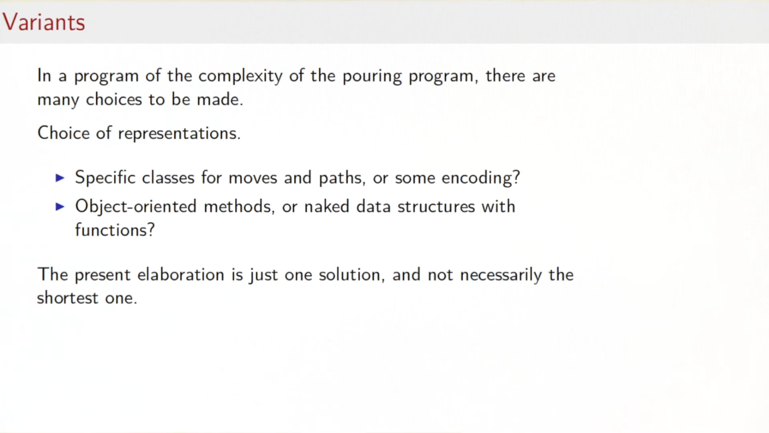In particular, there's a large choice of representations. So we picked specific classes for moves and paths, but we could also have taken some encoding. We picked object-oriented methods. We could also have done some naked data structures with functions. The present elaboration is just one solution, not necessarily the shortest one, but I believe it's actually quite clear from a domain modeling standpoint. Now you might ask, what are good guiding principles for a program like that?